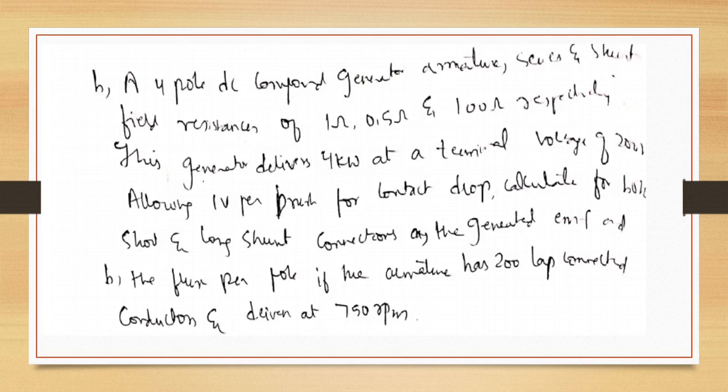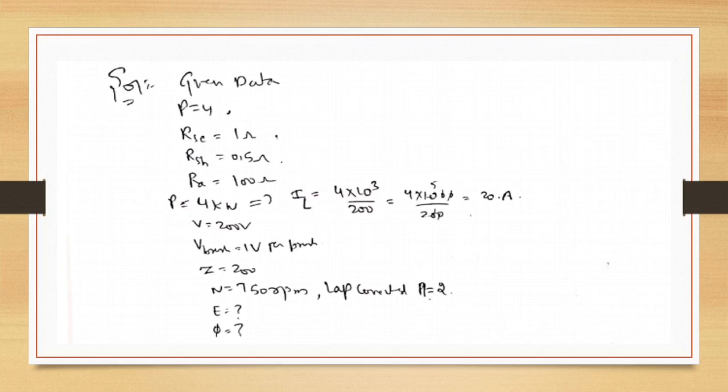This generator delivers 4 kilowatt at a terminal voltage of 200 volts. So power is given as 4 kilowatt. Terminal voltage V is given as 200 volts. So how to calculate IL? P is equal to VI, P is equal to V into IL. So from this, IL will be equal to P by V. P is 4 into 10 power 3, kilo means 10 power 3. So 4 into 10 power 3 divided by voltage 200. So 20 amps is the load current.